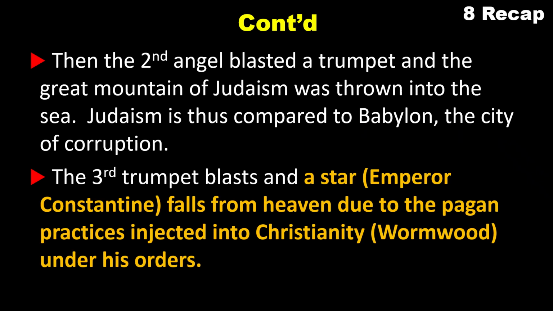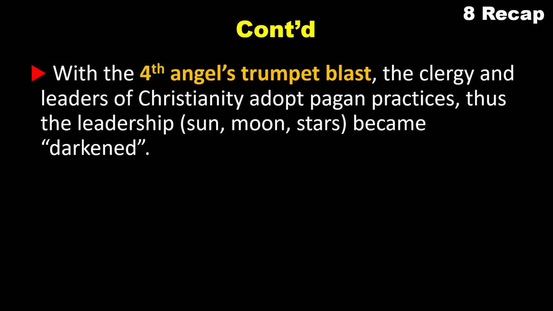Then the second angel blasted a trumpet, and the great mountain of Judaism was thrown into the sea. Judaism is thus compared to Babylon, the city of corruption. The third trumpet blasts, and a star, Emperor Constantine, falls from heaven due to pagan practices injected into Christianity under his orders. Wormwood again. With the fourth angel's trumpet blast, the clergy and leaders of Christianity adopt pagan practices. Thus the leadership, that's the sun, moon, and stars, became darkened.